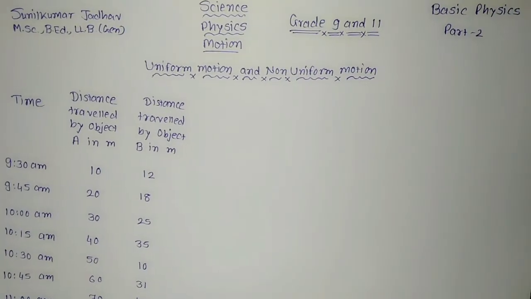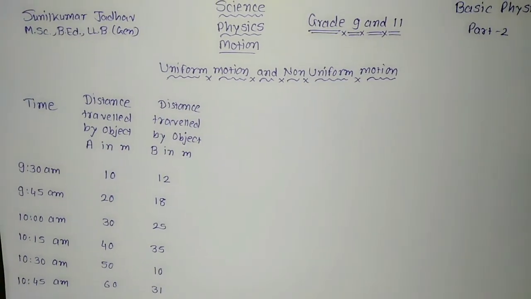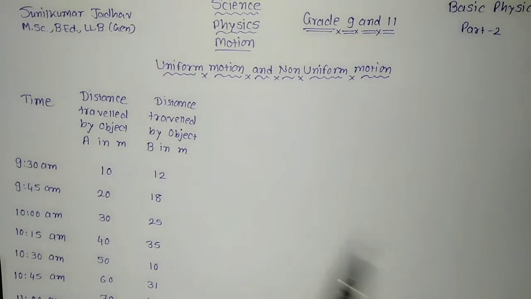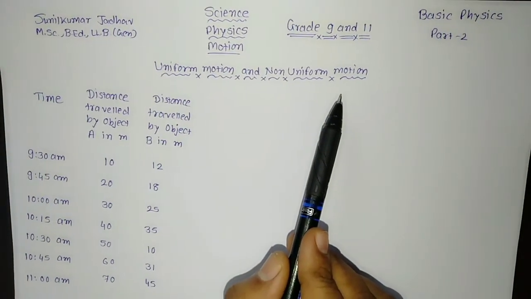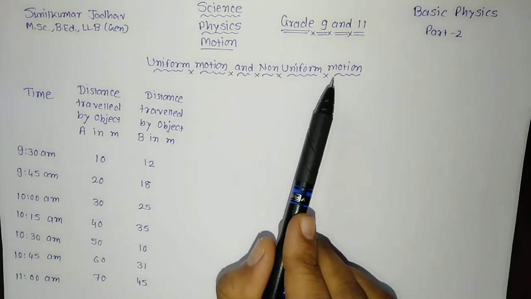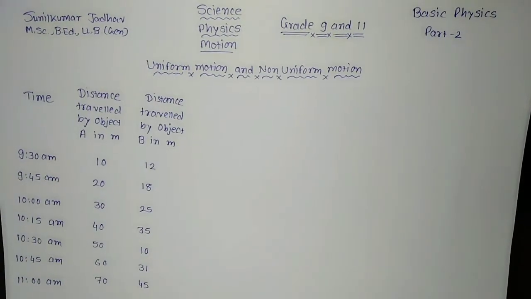Motion in science, which is the part of physics that we are going to discuss in this video, and mainly we are going to discuss uniform motion and non-uniform motion, which is an important topic of grade 9th and 11th science physics. So this is basic physics we are going to discuss here.